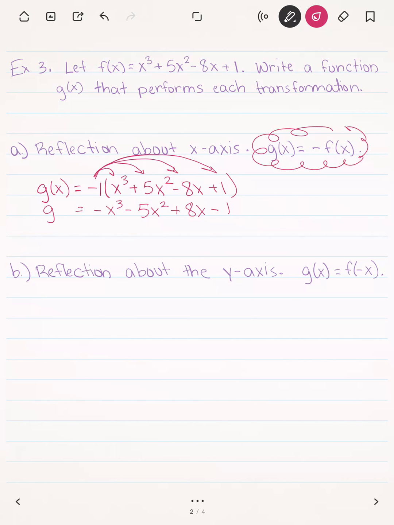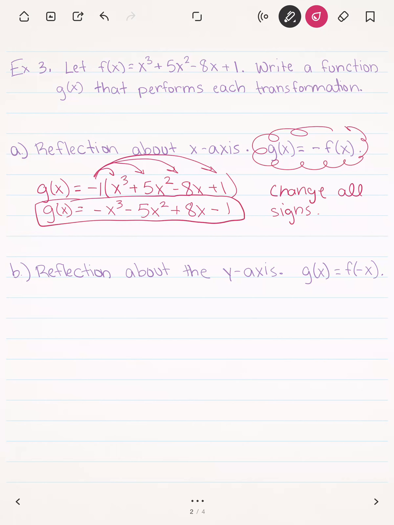So this is my new function that shows that it's been reflected about the x-axis. What I ended up doing is I changed all signs. And that's how we can show a reflection about the x-axis.